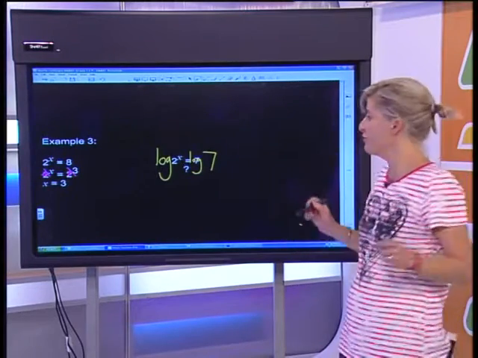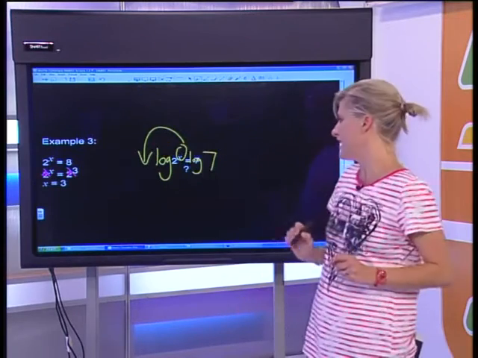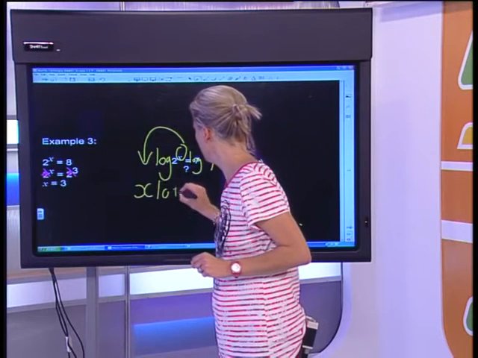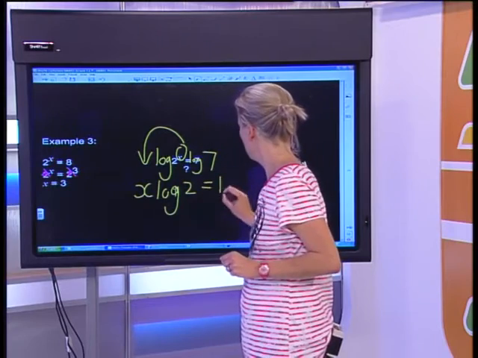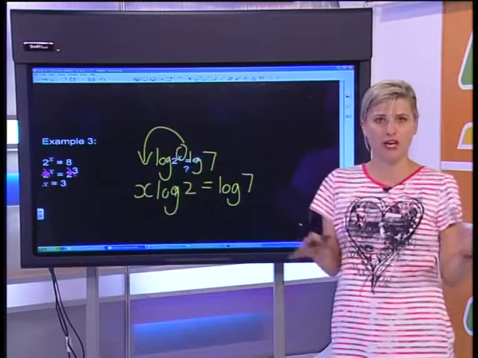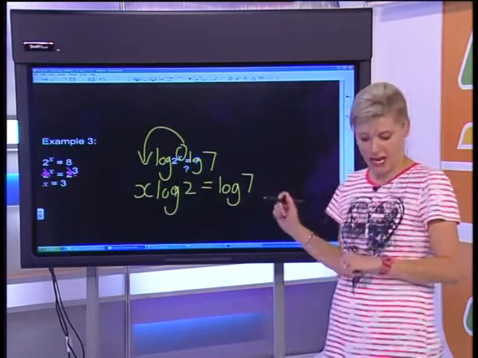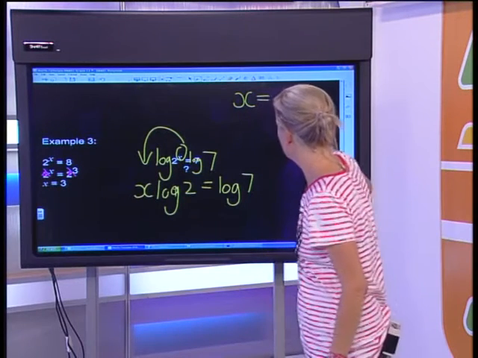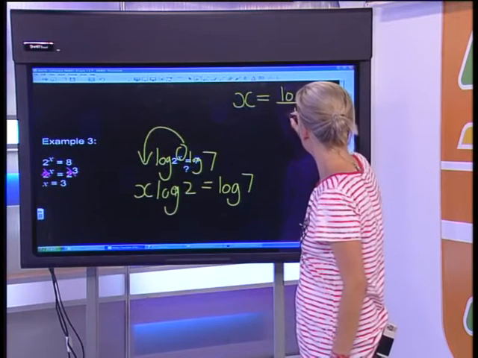Now, as I showed you before, I am allowed to do the following. Put the x in front, and I get x log 2 is equal to log 7. So I haven't changed anything about my equation. Everything is still even on both sides. Now I'm going to isolate the x. So x is equal to log 7 over log 2.